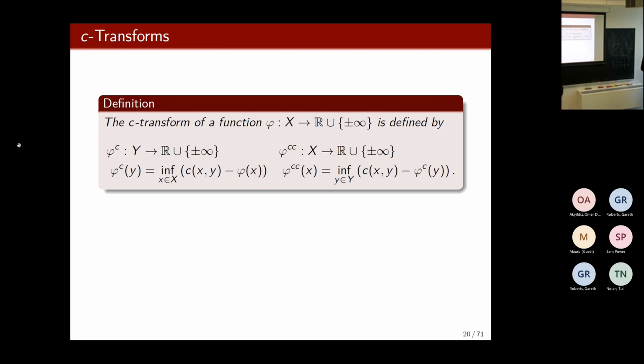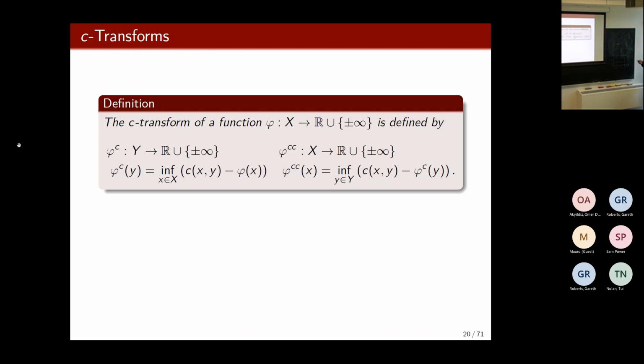Okay, I'm sorry, this is kind of thick and fast now. So the next thing I want to introduce is these C transforms. If I take a function phi from x onto R plus or minus infinity, I can define the C transform. This is now a function from y onto R, and it's defined as follows: the C transform of phi at y is the smallest value with respect to x of c(x, y) minus phi of x.